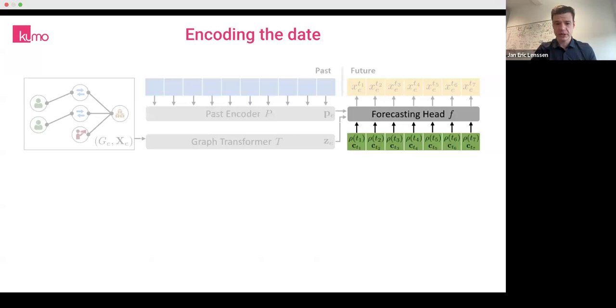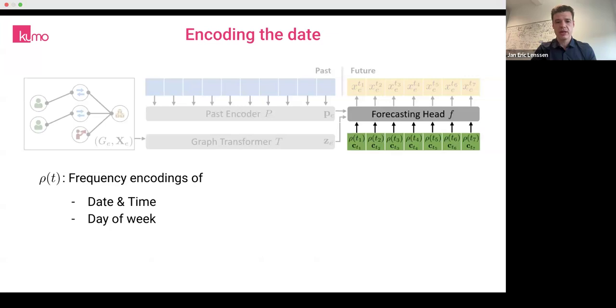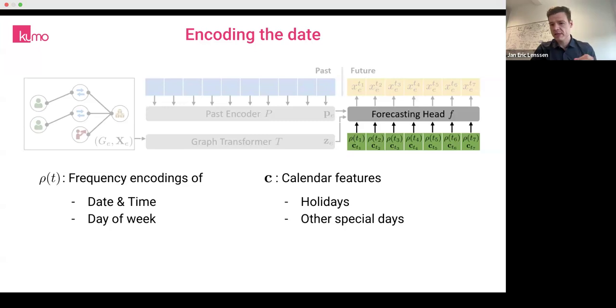Then we have the date encodings. So we have frequency encodings of daytime and of the day of the week information. Usually we found that providing the exact day of the week is very important to almost all forecasting tasks. And you can also provide calendar features, for example, information about holidays or if this day is in other ways special, which might be relevant for your task at hand.